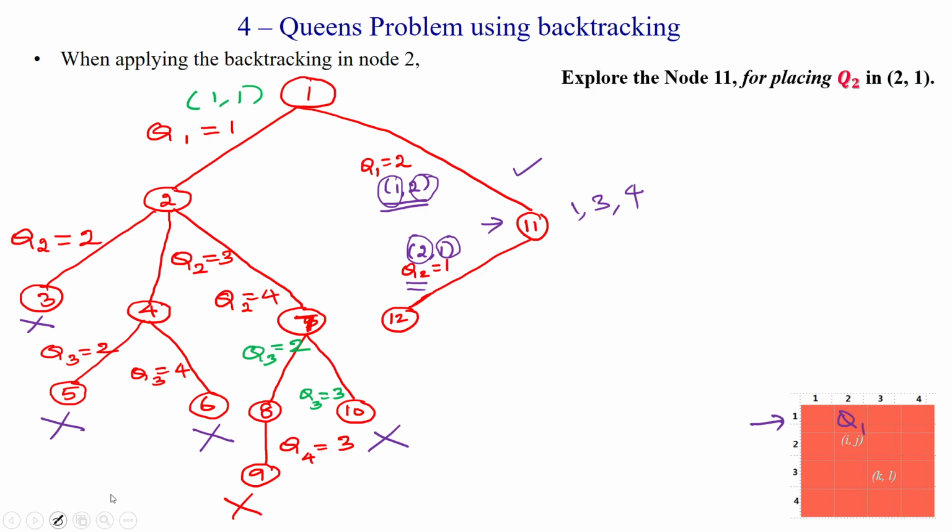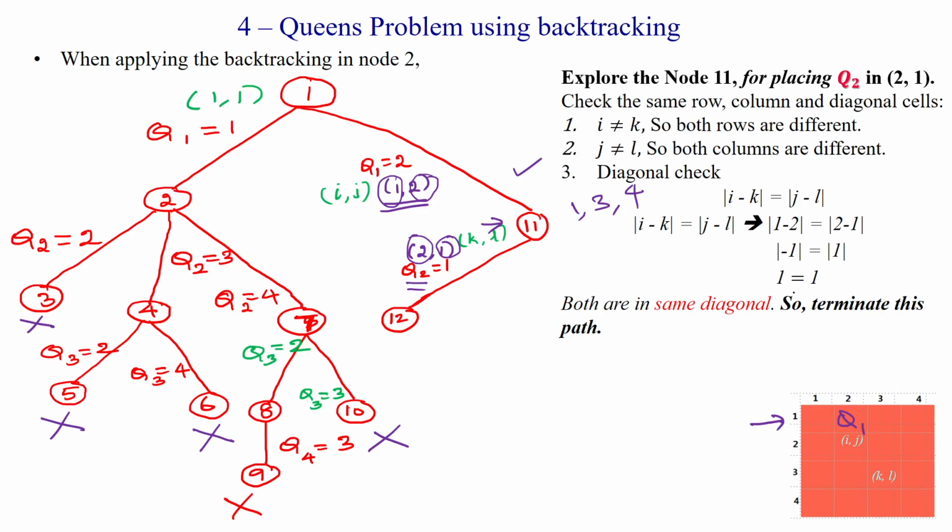So after this, now I am checking the diagonal check. Okay, so for the diagonal check, queen 2 is placed in 2 comma 1, second row, first column. You see the structure is diagonal. The calculation also shows this is available in diagonal. So I am terminating this path. It is not possible. Then apply the backtracking.